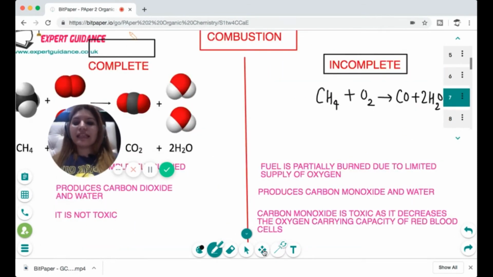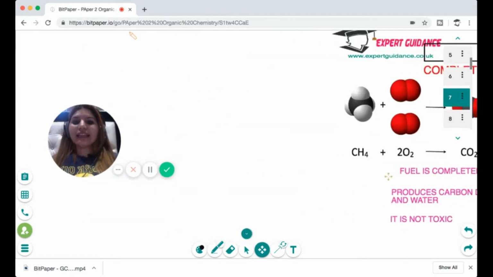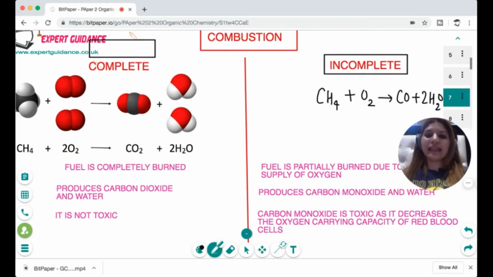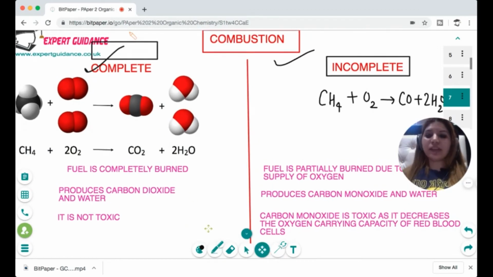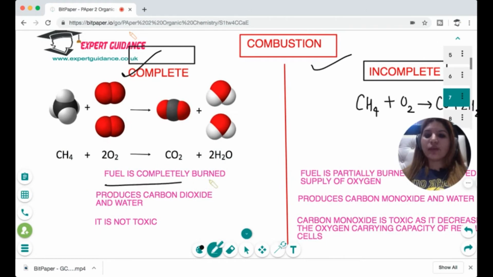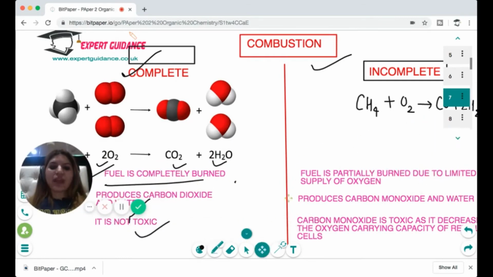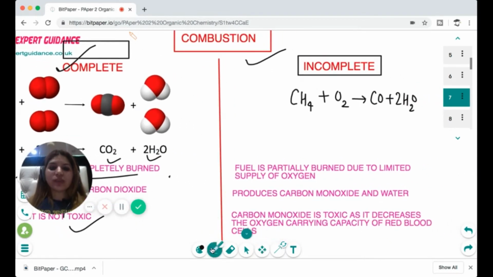Now, next is the reaction of alkanes. Alkanes show only 2 types of combustion, complete and incomplete. What is complete combustion? Combustion is when the fuel is completely burned. So hydrocarbon plus oxygen gives carbon dioxide and water, and it is not toxic as it is not producing any harmful gases. On the other hand, incomplete combustion is when the fuel is partially burned due to a limited supply of oxygen. So the hydrocarbon burns to give carbon monoxide and water.